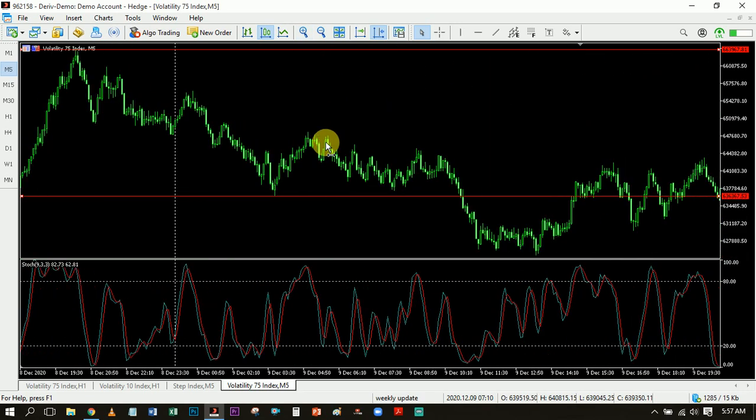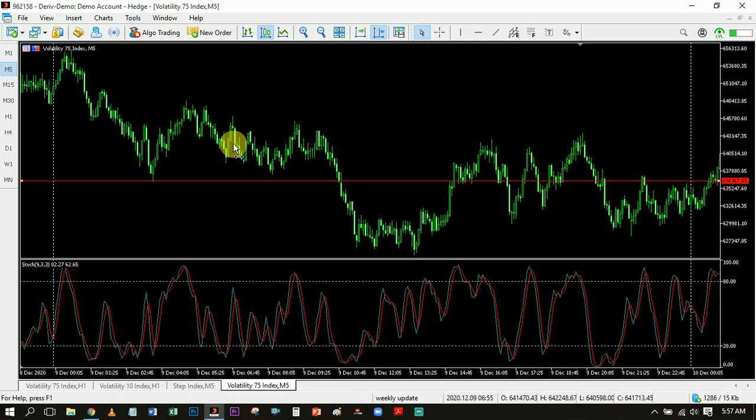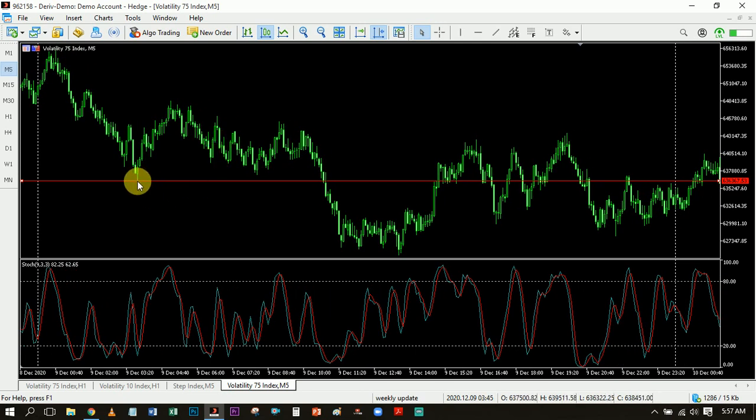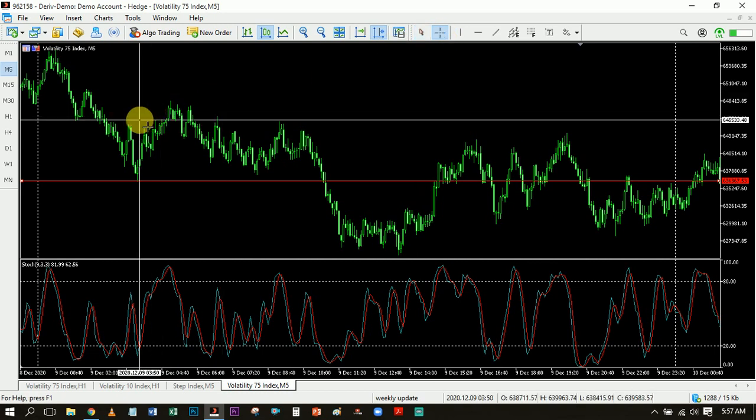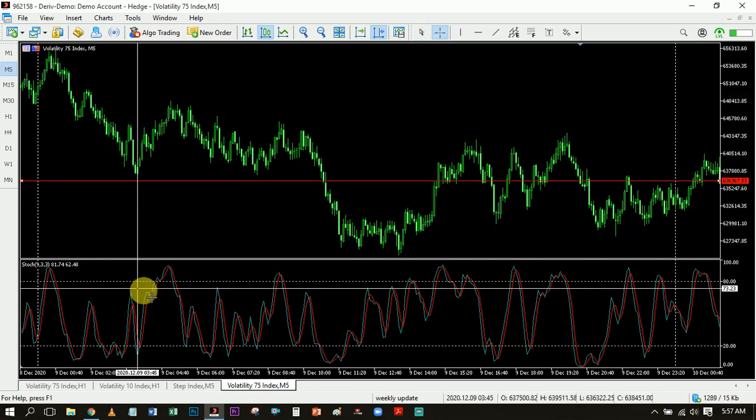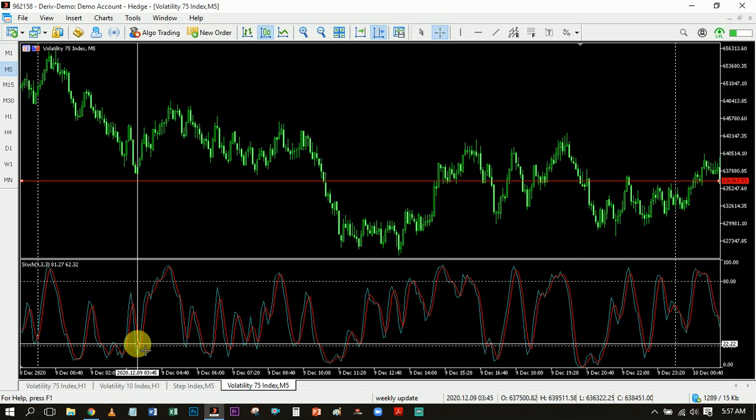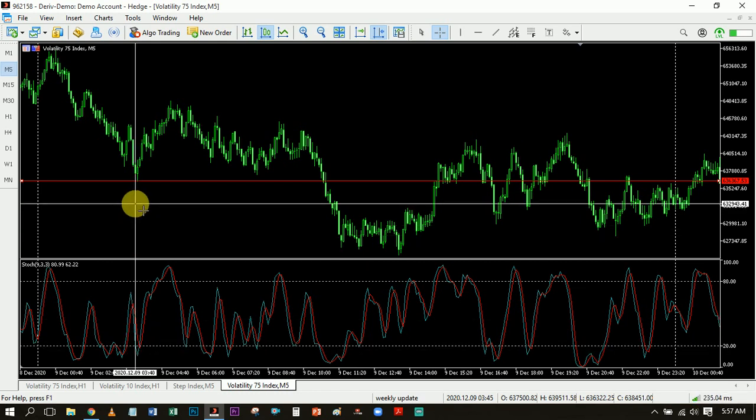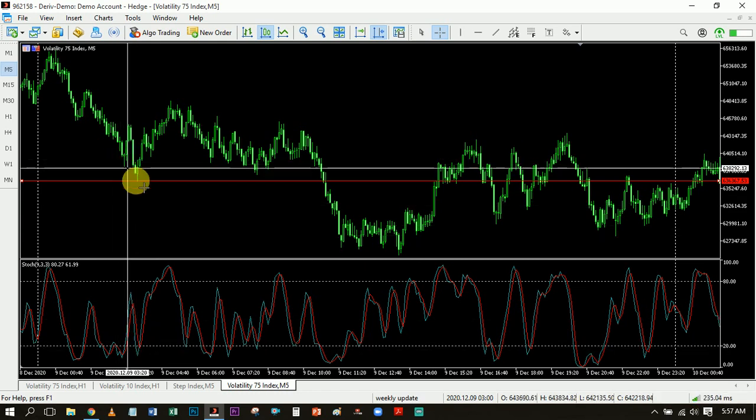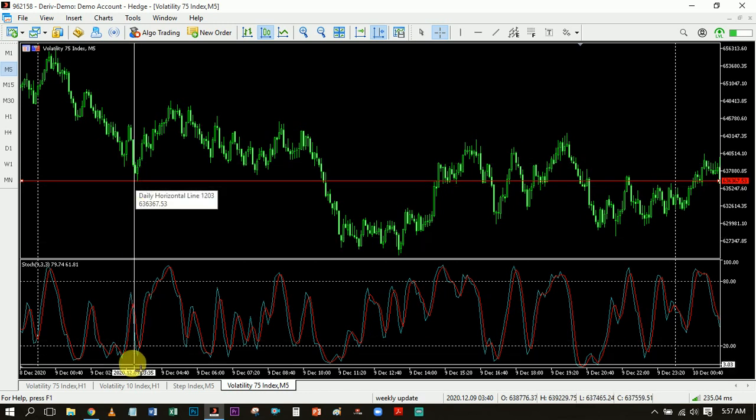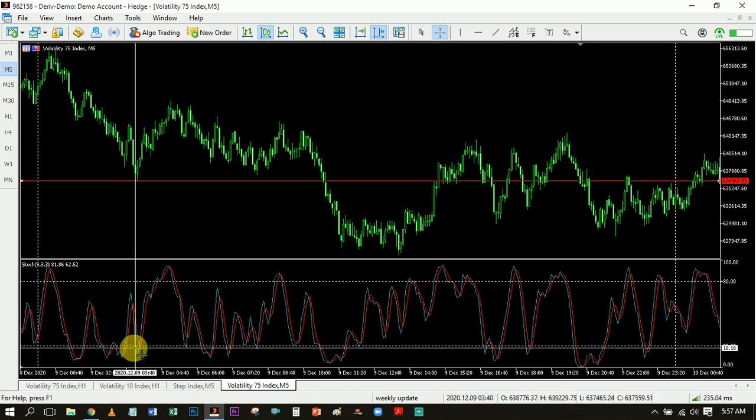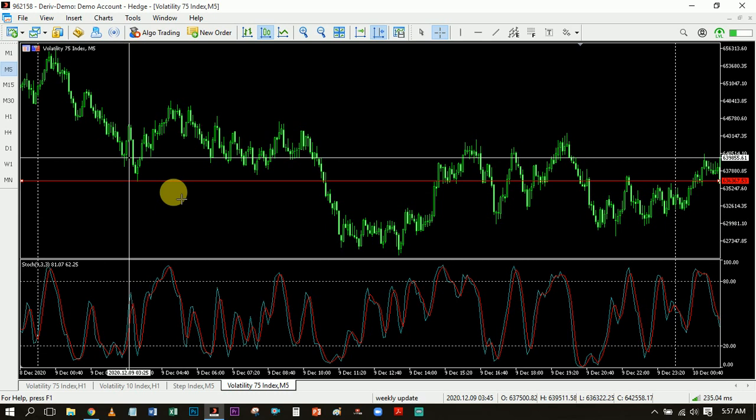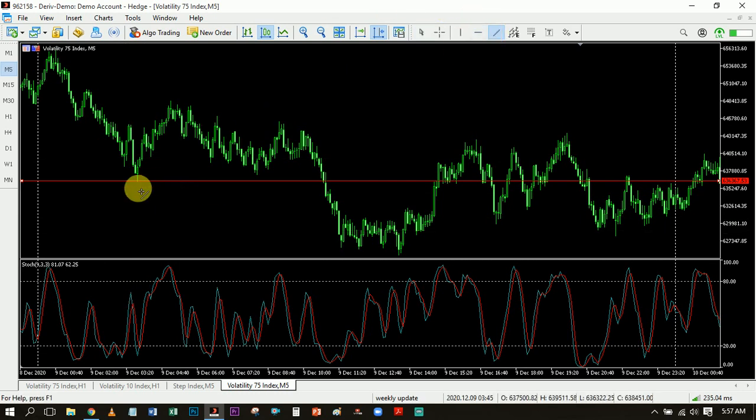Sorry, you can see price touched this level and bounced up. All right, and at this level you can see price was actually oversold, and even at this point, at this level, you can see we had a divergence. Let me draw it so that you can see it. There was a divergence here.